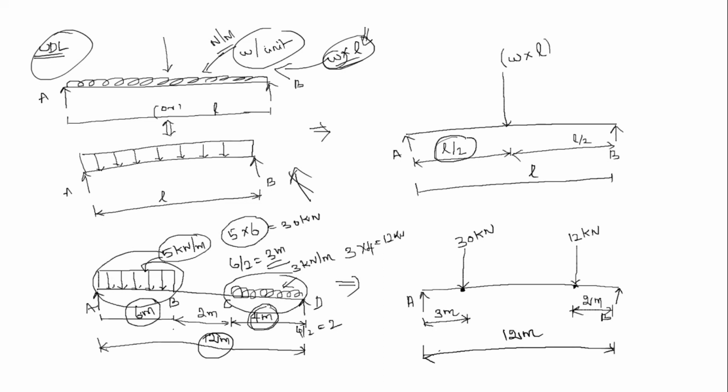Clear? So similarly, we have to convert the uniformly varying load into point load. Let me explain. Now this is the beam, and at end A and end B supports are there. This is called simply supported, right? And the load is distributed varyingly, right? So this is how the load is distributed.